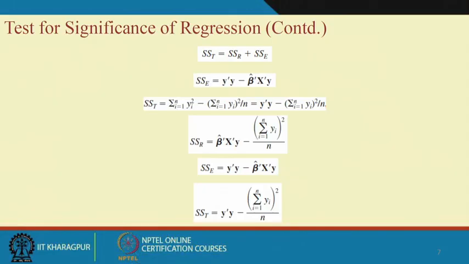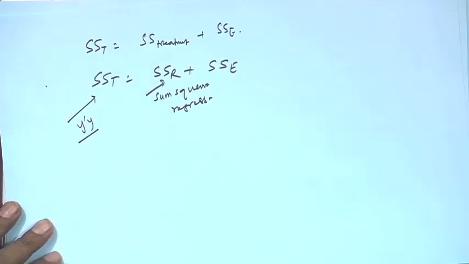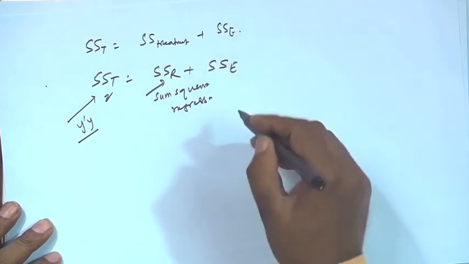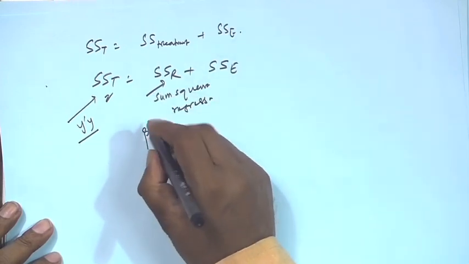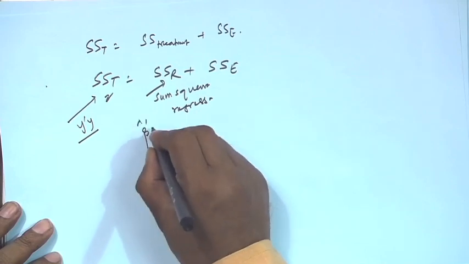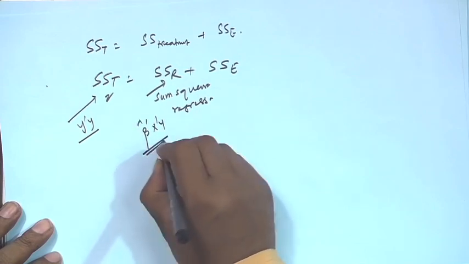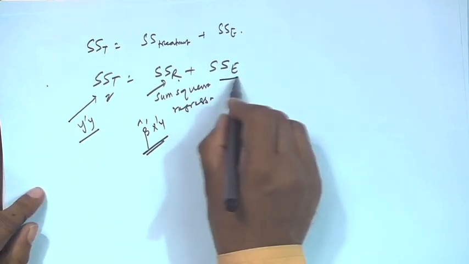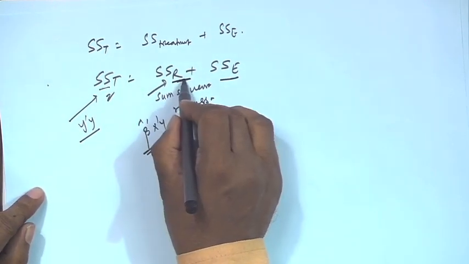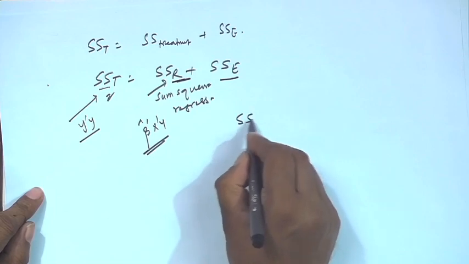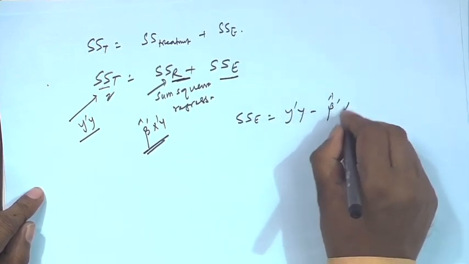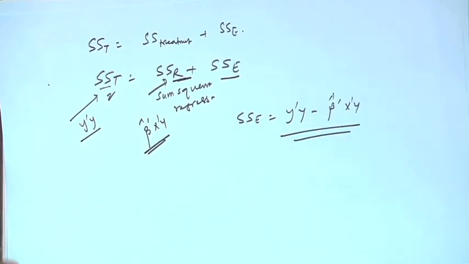All of you know that y transpose y will give you this, and sum of squares regression will be beta hat transpose X transpose y. Essentially then SSE will be SST minus SSR, which is y transpose y minus beta hat transpose X transpose y. This will give you the SSE.